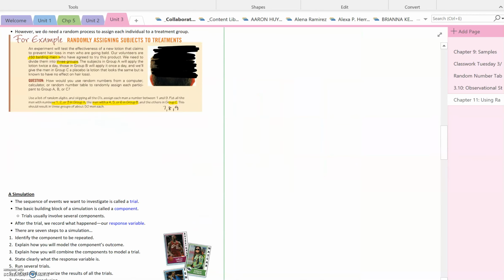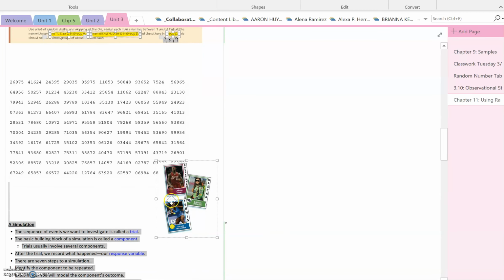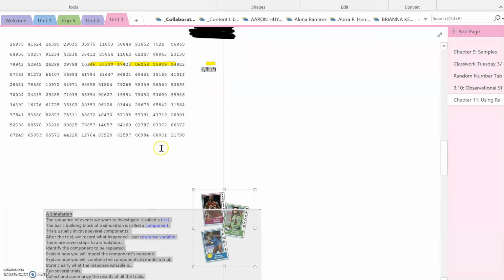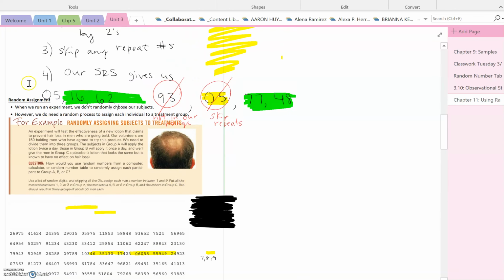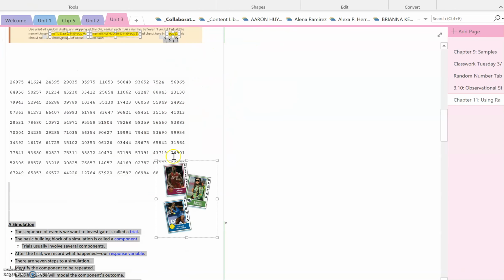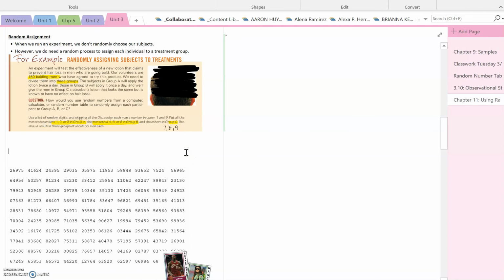So if we look at a random number table, do I have one? Sorry. Let's copy that. Copy. And paste it there. Okay. That's funny, that didn't move down. Okay, I just messed up everything. Try that again. Okay, we're not going to mess with it.